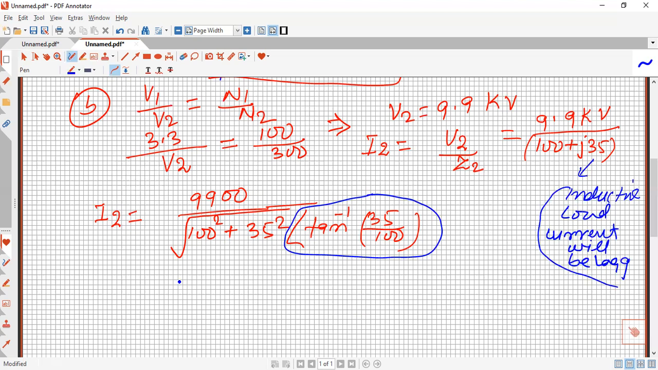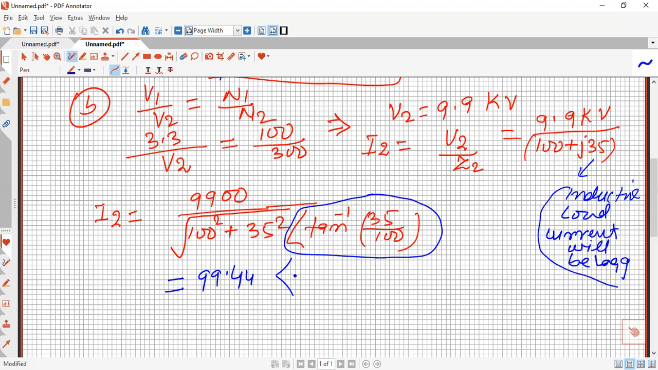So after solving this relation, use the calculator and you will find that the magnitude is coming 93.44, and the angle, since it is in the denominator, is coming 19.3.